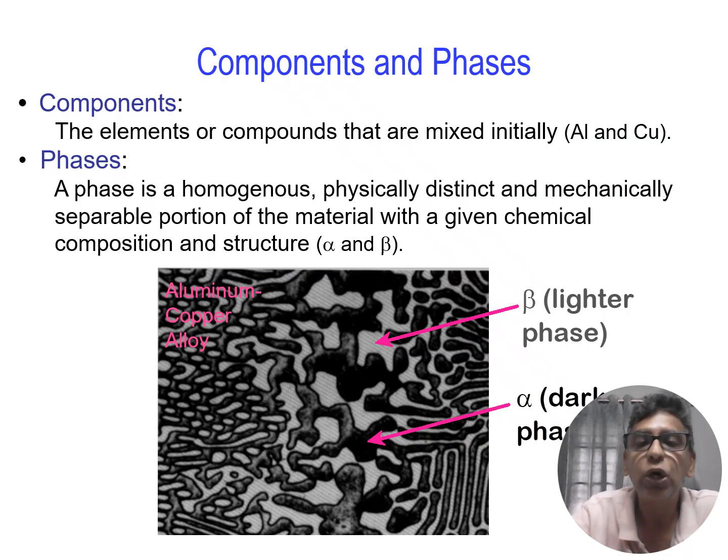A phase is a homogeneous, physically distinct and mechanically separable portion of the material with a given chemical composition and structure. For example, you take a sketch: beta is the lighter phase and alpha is the darker phase. So we have an aluminum as well as copper alloy.